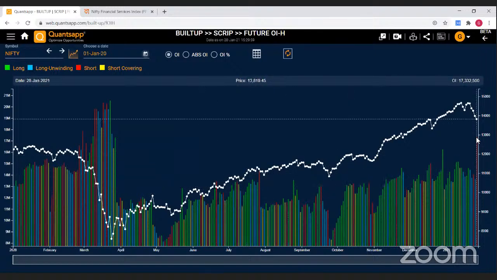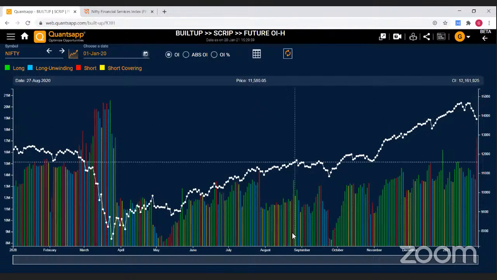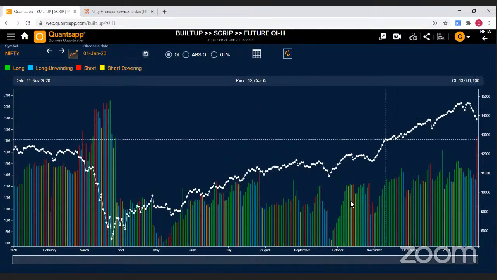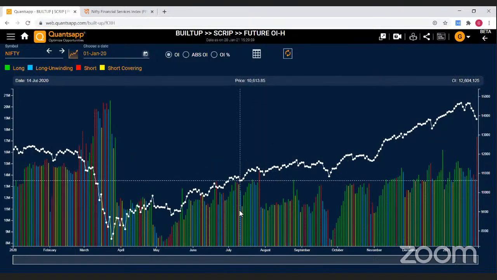Now you can see today the OI has reached the level of 17,32,200, 2,500. So this is how the OI trend was increasing. It shows whether the market participants had more confidence or not.